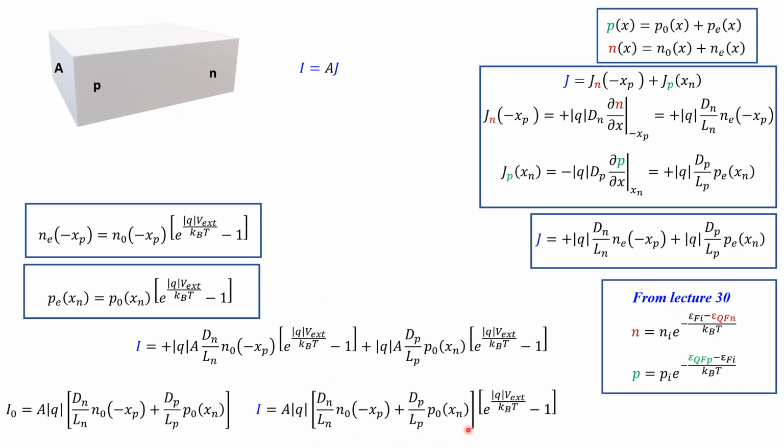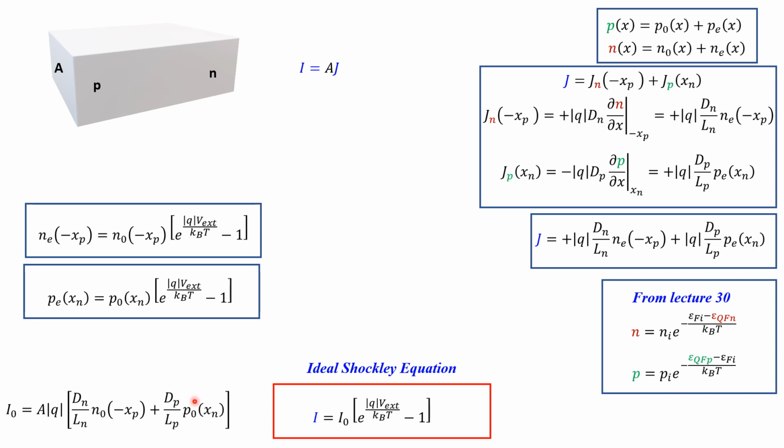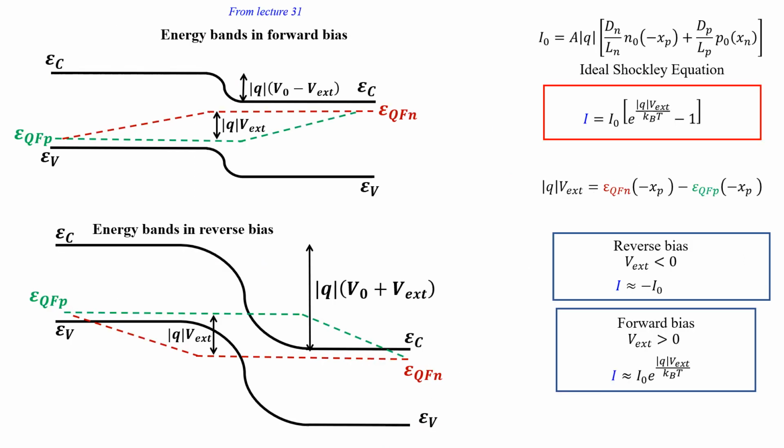And this term, which multiplies this bracket, we group it into a single term, which we call the saturation current. So it is this I naught term here. It has units of current. It is called the saturation current. So when we use this definition of the saturation current, we finally obtain what is called the ideal Shockley equation. Now let's examine the ideal Shockley equation in more detail.